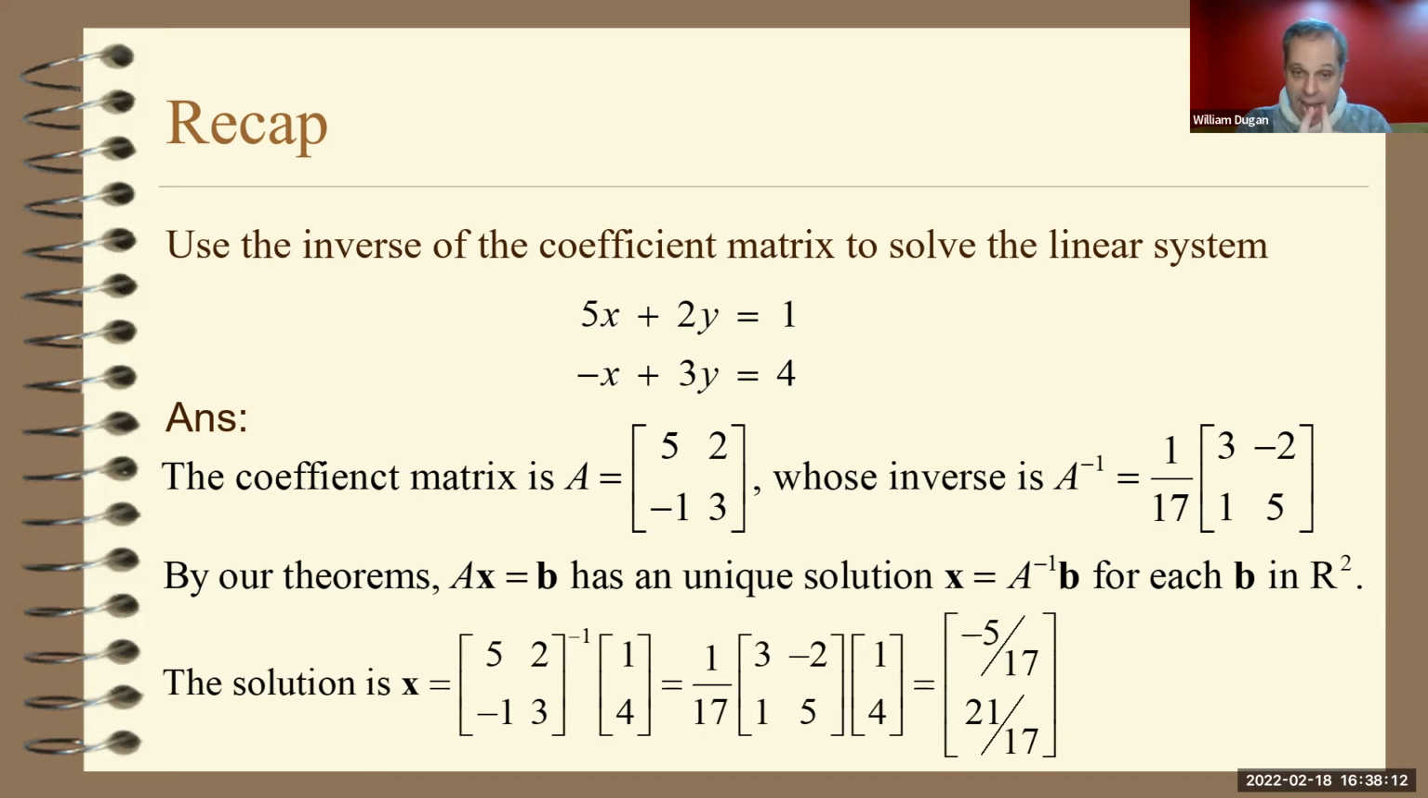So that means then that x, that vector, is -5/17 and 21/17. So if you like, going back to the original variables, that means then that x equals -5/17 and y is 21/17. That's the original solution to the original problem. And it's the only one. So that's great. I think that's enough for that video.